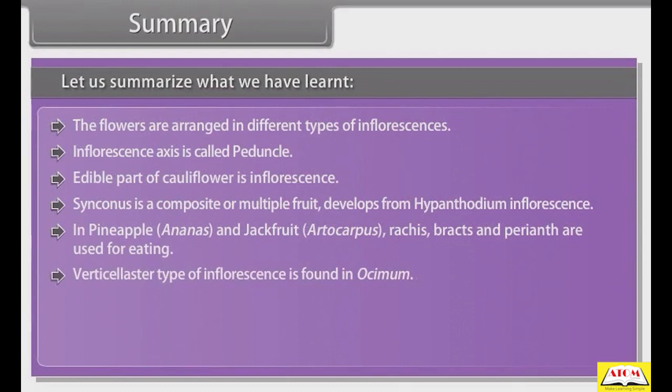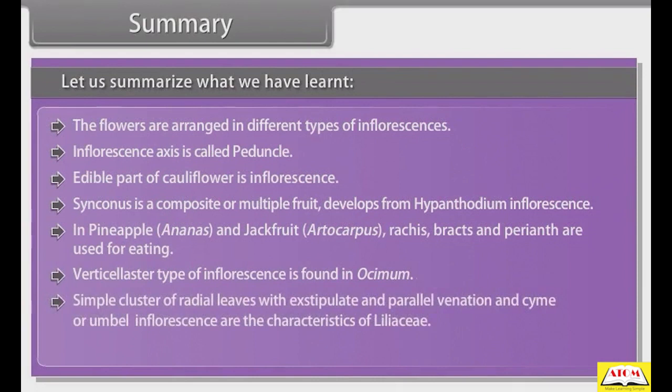Verticillaster type of inflorescence is found in ocimum. Simple cluster of radial leaves with exstipulate and parallel venation and cyme or umbel inflorescence are the characteristics of Liliaceae. In family Gramineae, inflorescence is spikelet.